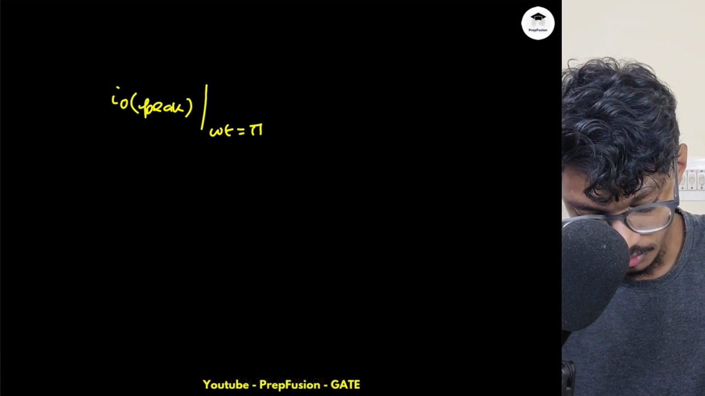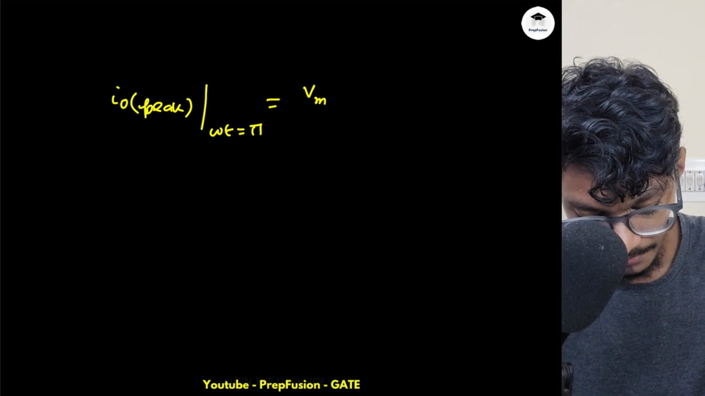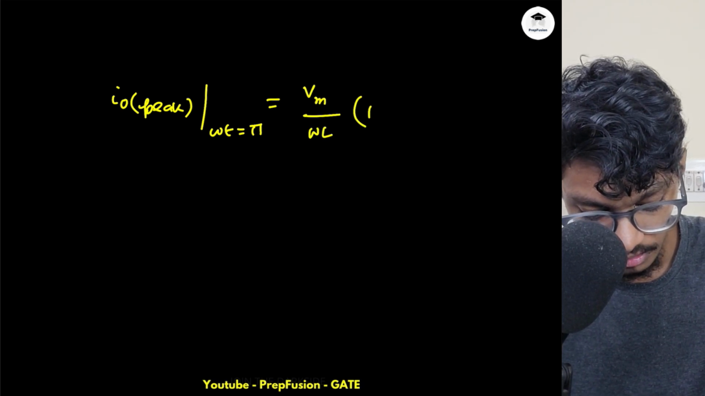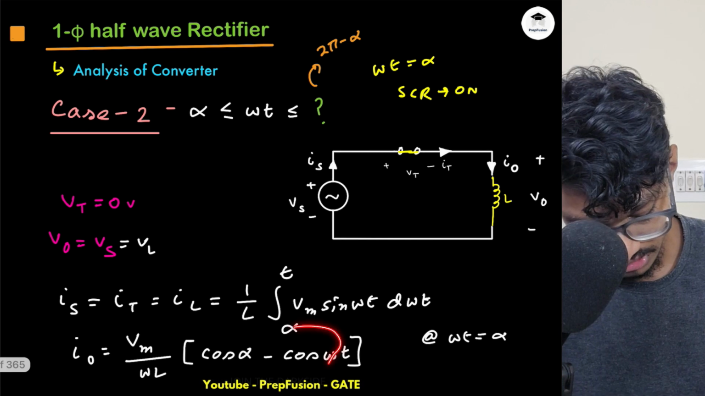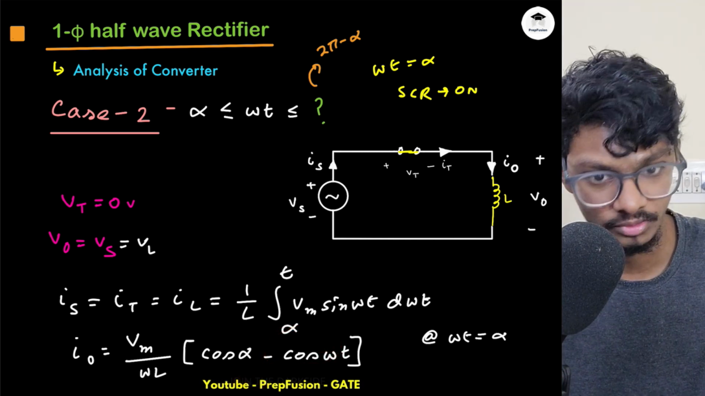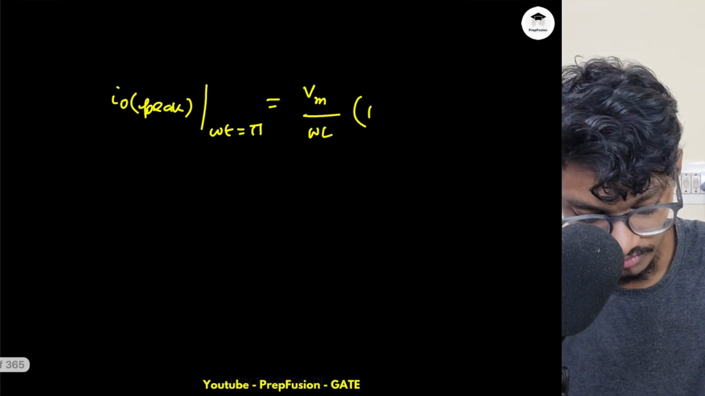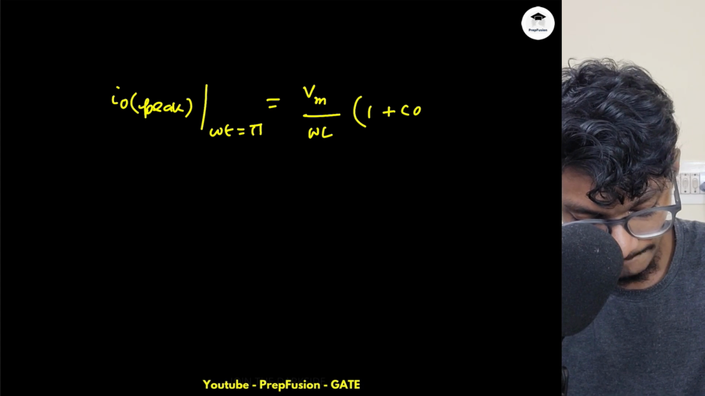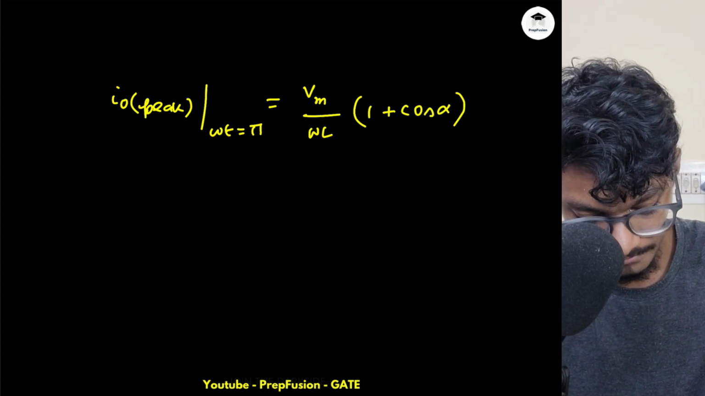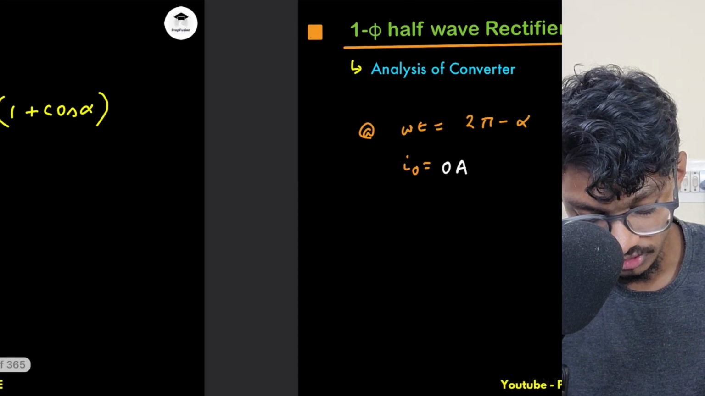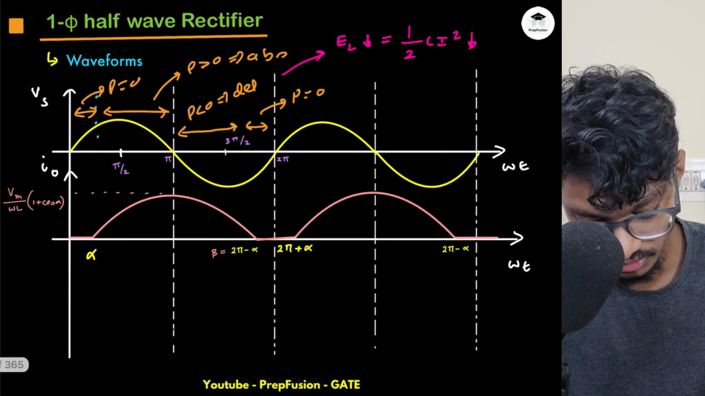So at omega t equals pi, what is the value? It is Vm upon omega L, and this becomes minus 1, and minus of minus 1 is plus 1, and this is cos alpha. So this becomes 1 plus cos alpha. So Vm upon omega L into 1 plus cos alpha.